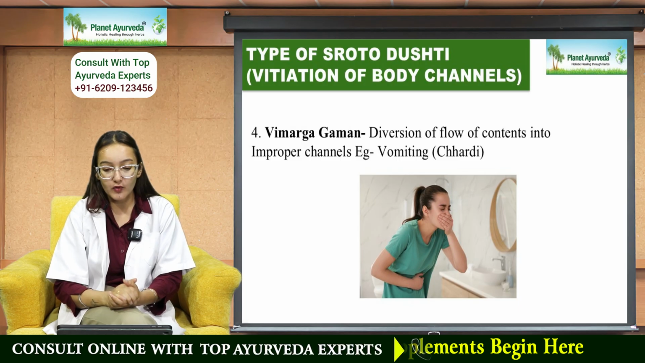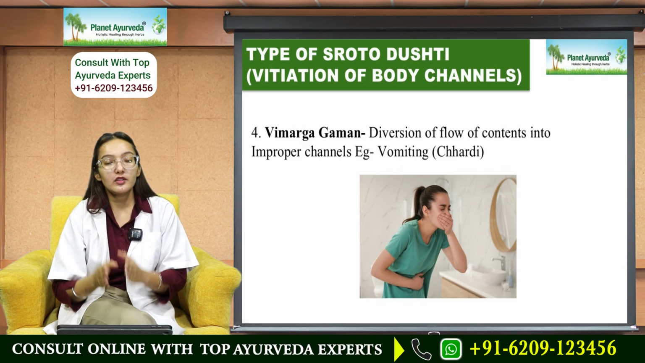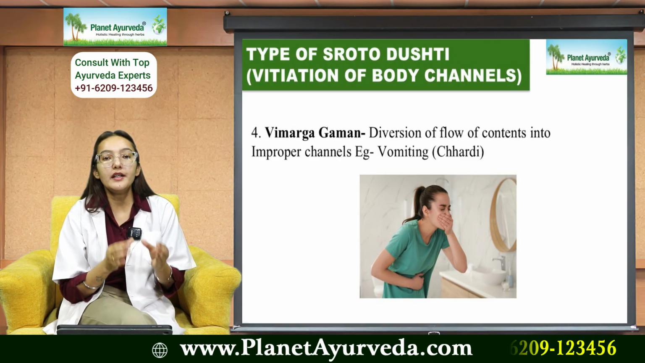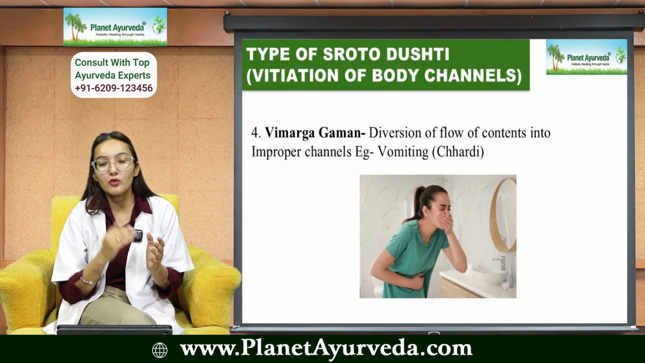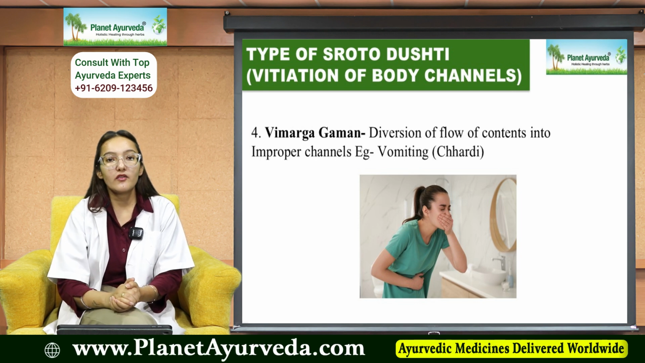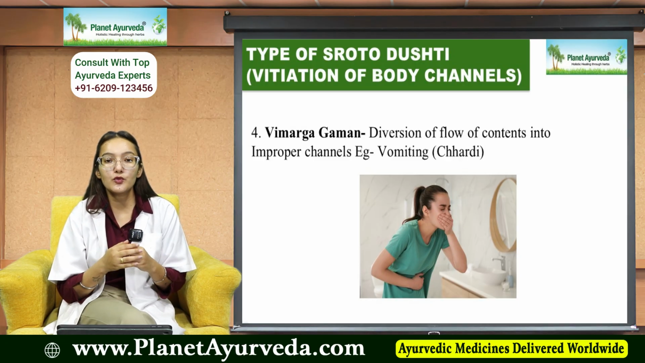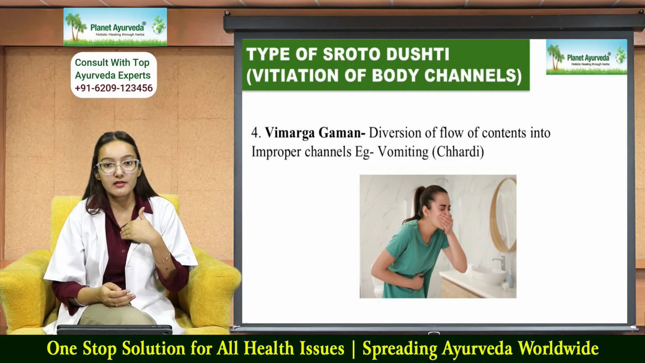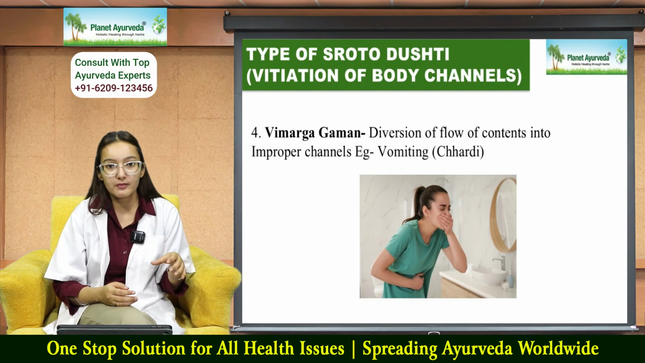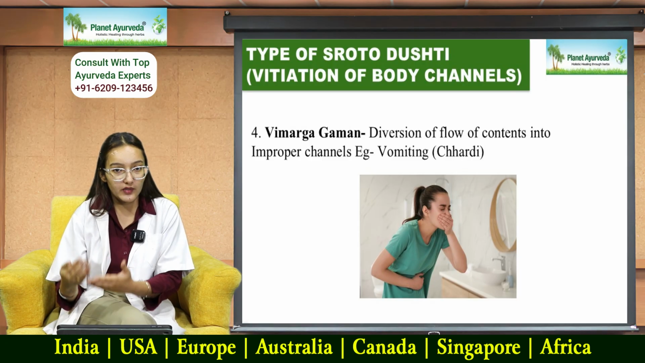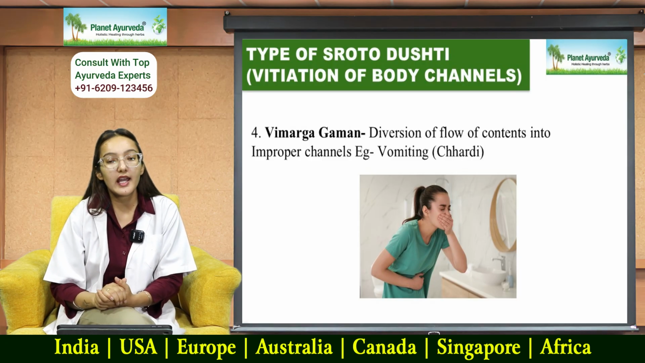Next one is Vimargagaman. I already told you that Vimargagaman is that vishation in which the flow content of one body channel goes to another side. That is known as Vimargagaman. For that, the example given is vomiting. When we intake food, it passes through the esophagus, then goes to the stomach, then the small intestine and large intestine. It is transformed into fecal matter, and then gets eliminated.